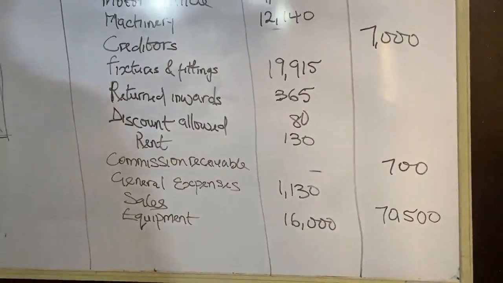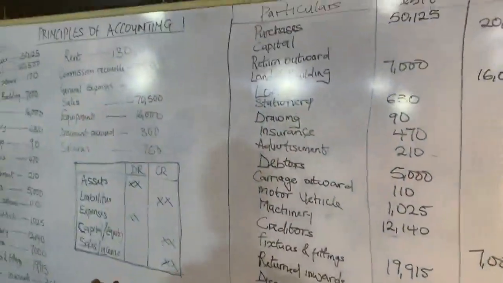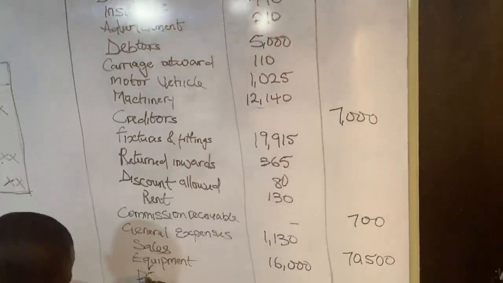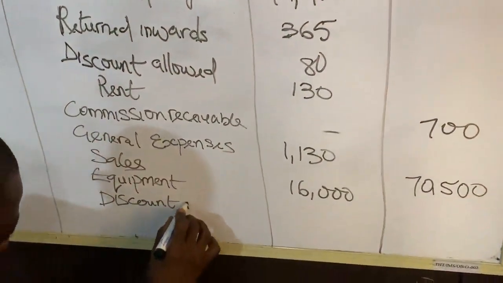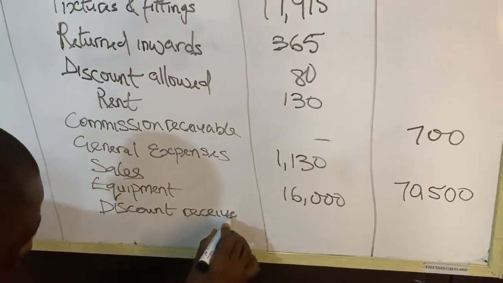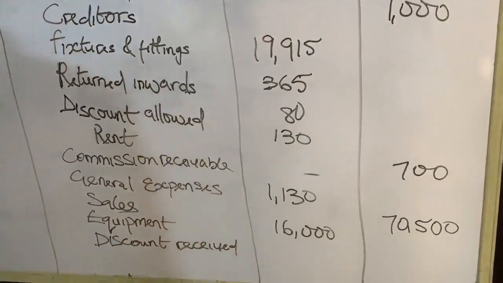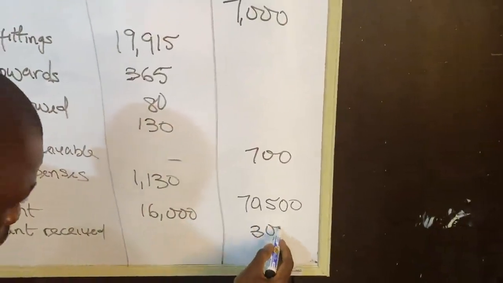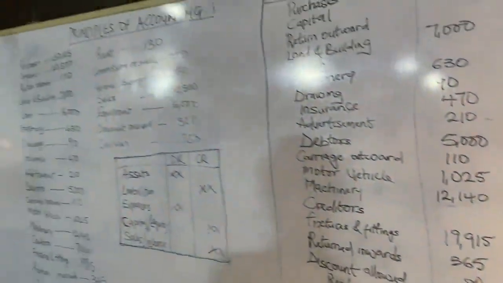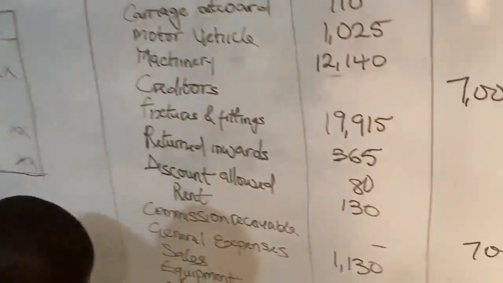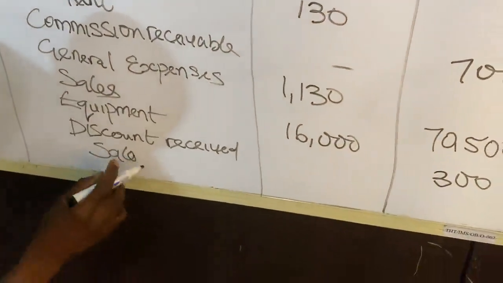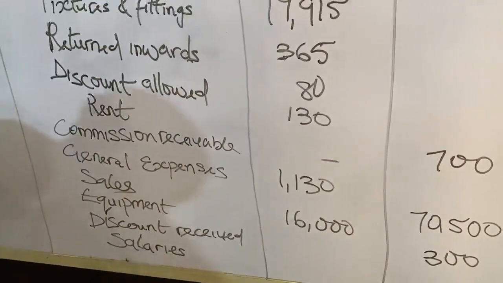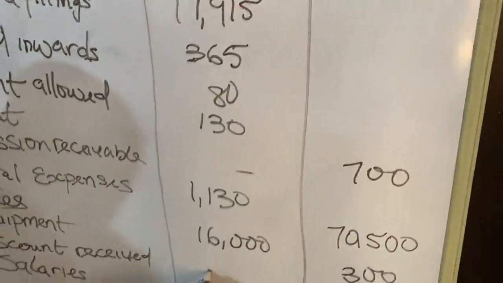Discounts received. You receive discounts. That's another income that comes to you. So discounts received, it's an income to you, 300 naira. So every income will be at the credit side. And lastly, salary. Salary is an expense, 750.